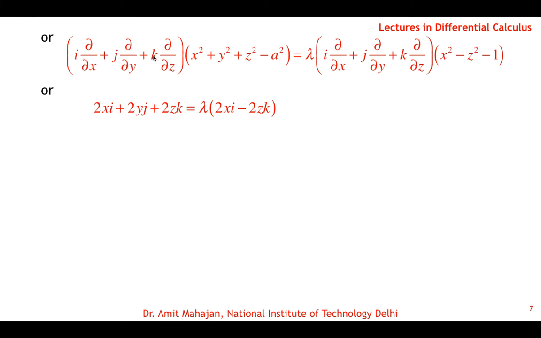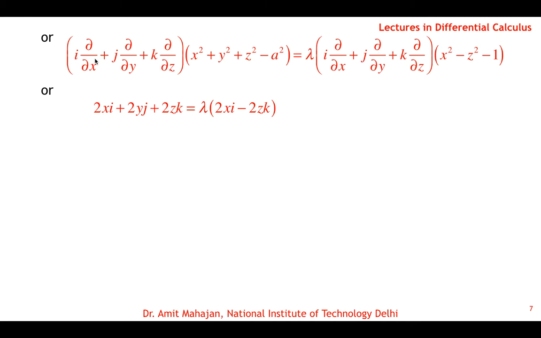and i, j, k are the unit vectors in the direction of x, y and z, and this sign is for the partial derivative because the function is of three variables now. And this is the f function, so the gradient of f equals lambda times the gradient of the g function. Okay, so del operator on g.